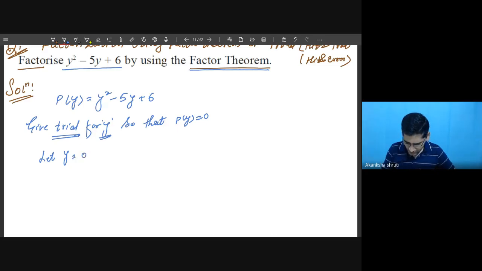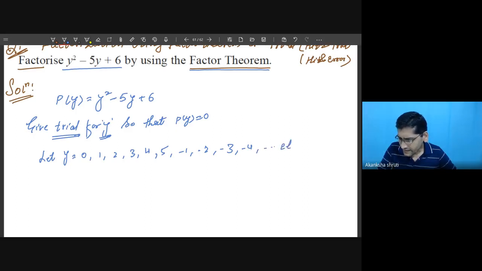Say y equals 1, one may choose 0, one may choose 1, one may choose 2, one may choose 3, one may choose 4, one may choose 5. Even some of you may choose -1, -2, -3, -4, etc. Means you are free to choose any values. But student, if you are going to take each and every value and substitute it, it will take a longer time. So which number shall we choose?